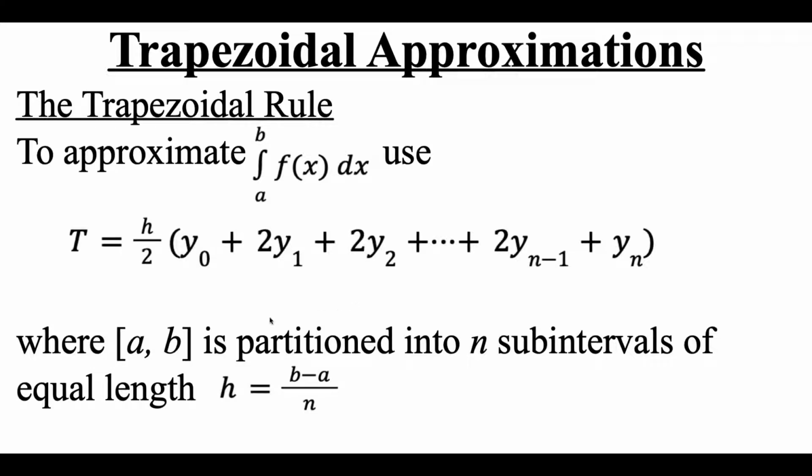And we'll see where all of those y values are coming from as we go through our example in a couple of slides. And we're doing this over our a to b interval, where that interval has been partitioned into n subintervals of equal length h, where we take the upper limit minus the lower limit and divide it by the number of trapezoids that we're going to be making.